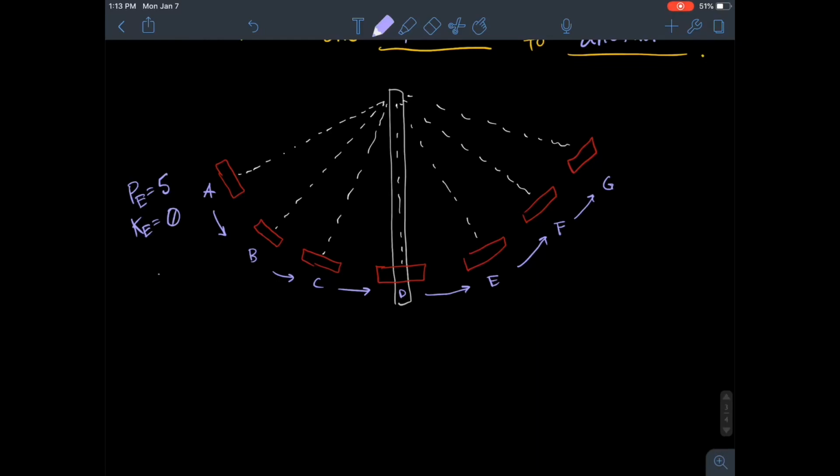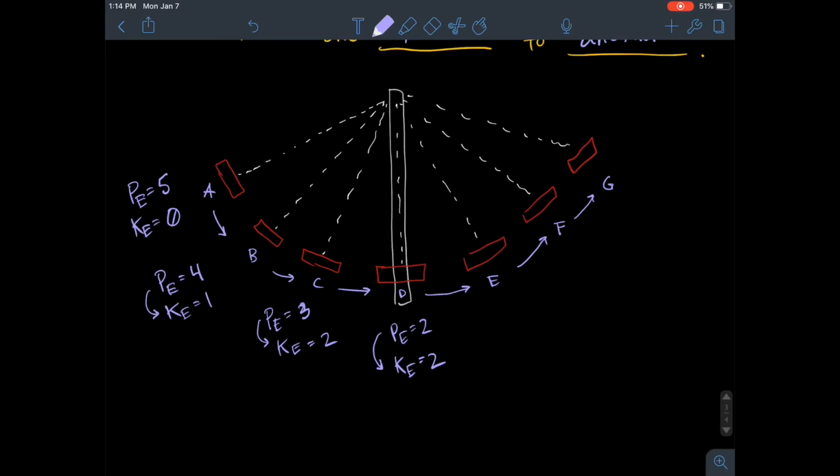But as they fall, the amount of potential energy would decrease. So that would maybe be 4, and the amount of kinetic energy then would be 1, because the potential energy, even though it got lower, it got converted into kinetic energy. And then we could say at C, the potential energy equals 3, kinetic energy equals 2. At D, we could say potential energy equals 2, and kinetic energy equals 3. Because the potential energy is constantly decreasing and converting into kinetic energy.